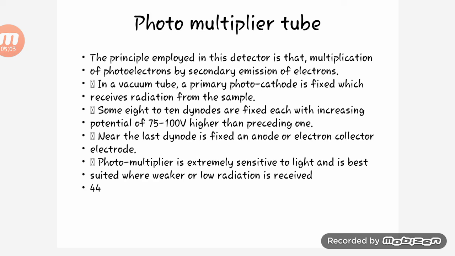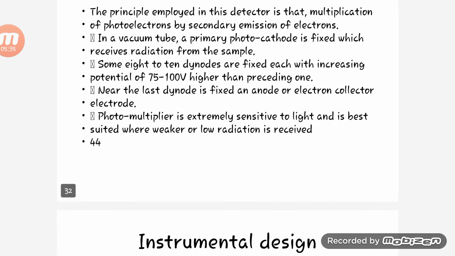Some 8 to 10 dynodes are fixed, each at a potential of 75 to 100 volts higher than the preceding one. Near the last dynode, an anode is fixed as the electron collector electrode. The photomultiplier is extremely sensitive to light and is best suitable where weaker or low radiation is received.